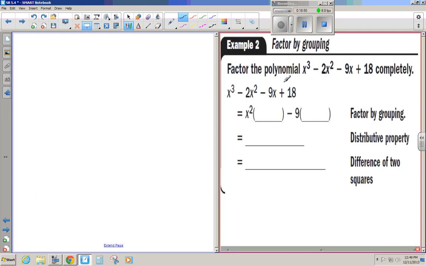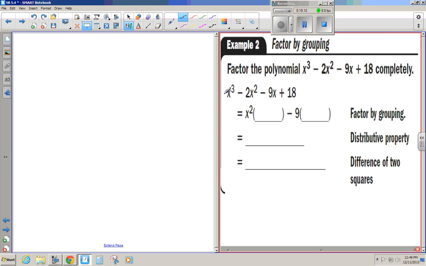So look here, x cubed minus 2x squared minus 9x plus 18. Well, look, these two have some x's in common. This has a 9 in common. So factor by grouping means you rearrange it so that it has common monomials to factor out.